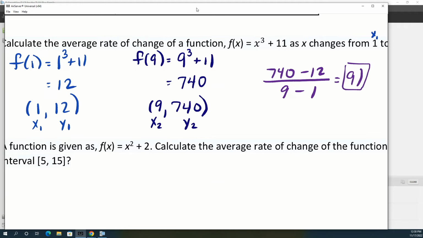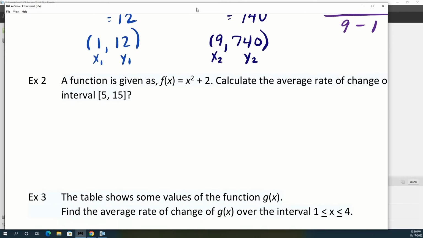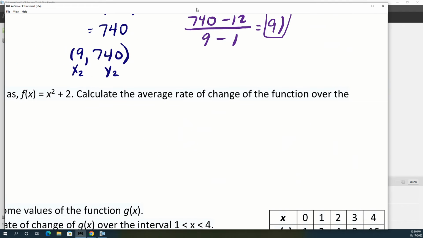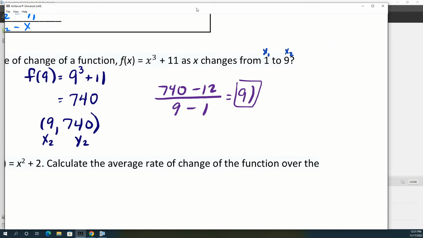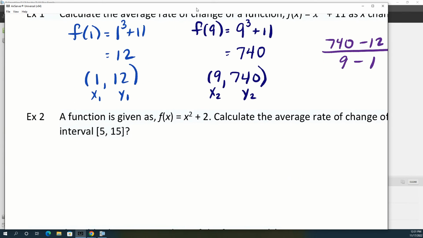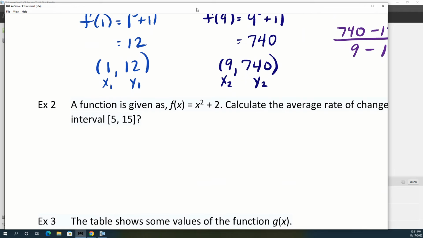So let's do it again on the next example. Now the interval is not worded the same way. So this one, the first one, x changes from 1 to 9. This one, it says on the interval from 5 to 15, but that just means this is x1 and this is x2.